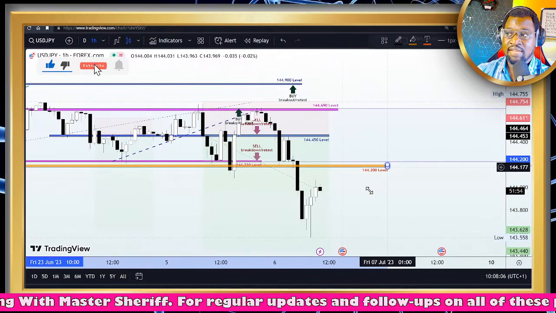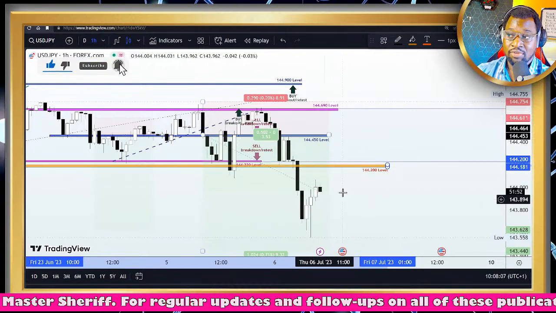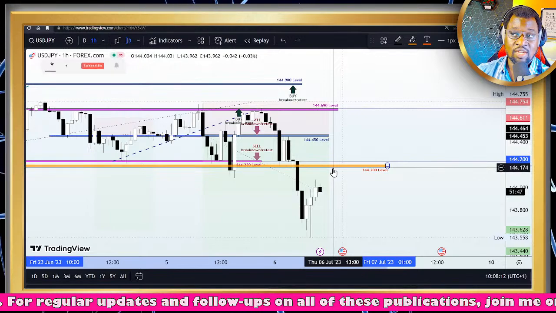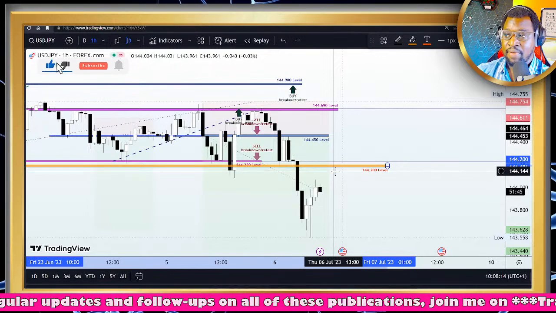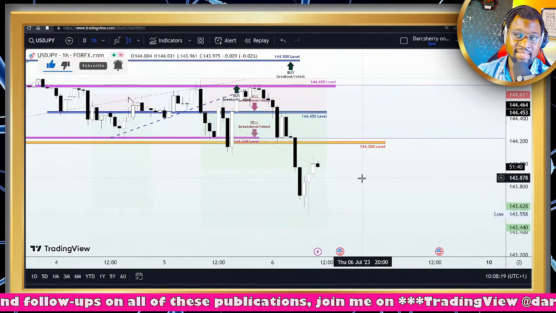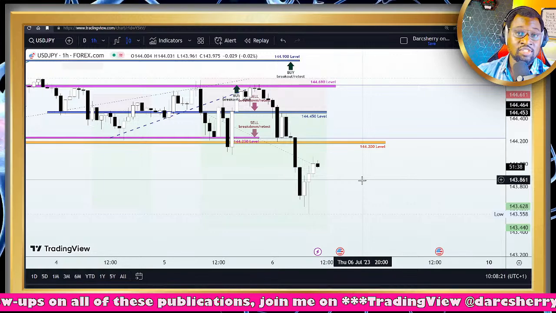And remember, our key level is the 144.200. Let's see how this is going to play out. If it does come into the structure and we begin to see sell pressure, then we will be joining a bearish move at this point. And for now, I'm not considering buying the USDJPY unless structure states otherwise.